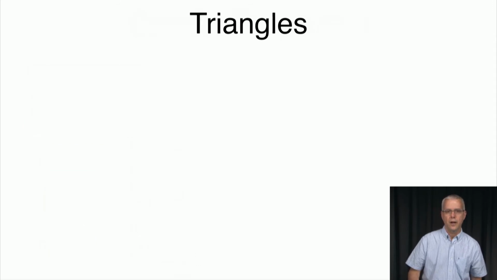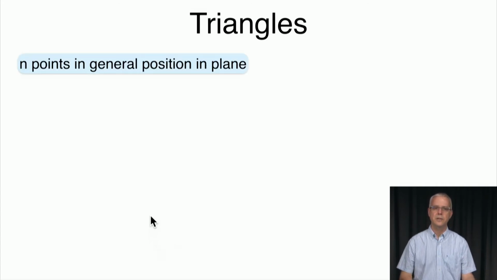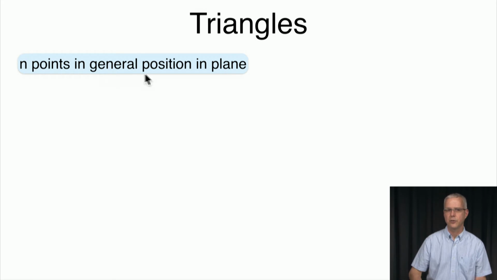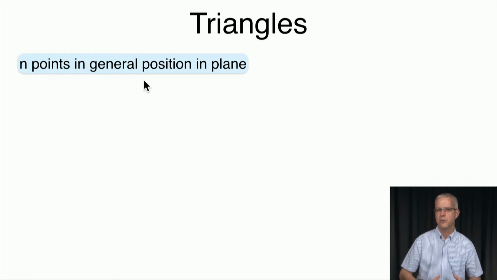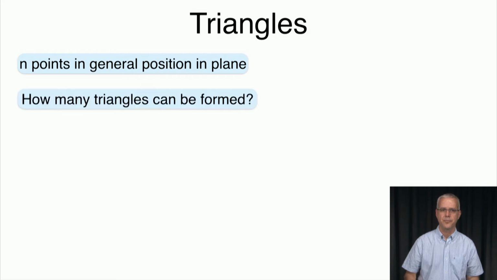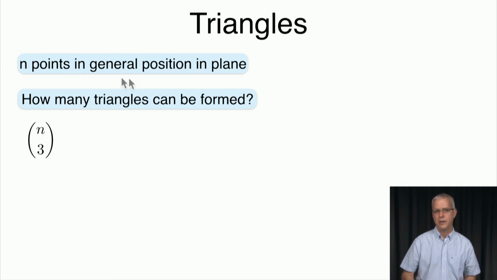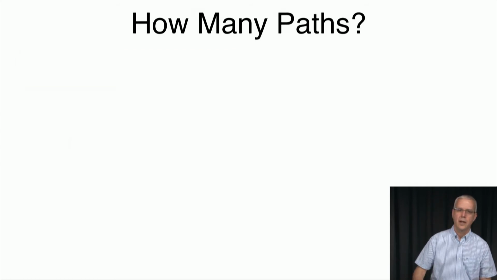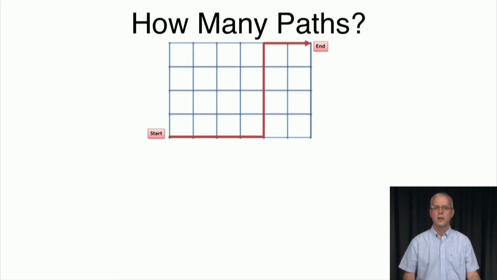For a different type of example, suppose that you have n points in the plane in general position. That means that no 3 are on the same line. How many triangles can you form by connecting 3 points? Well, you have n points, and you need to choose 3 of them. It's going to be n choose 3, which is n times n minus 1 times n minus 2 divided by 6.